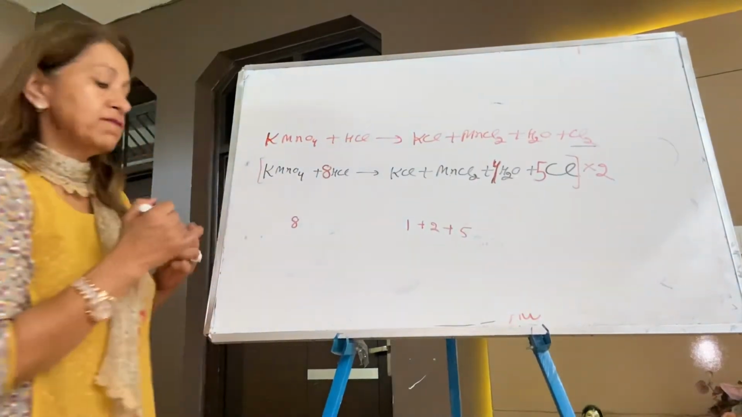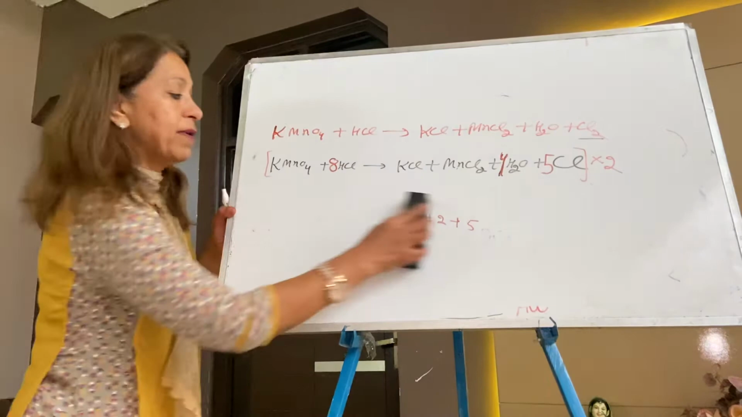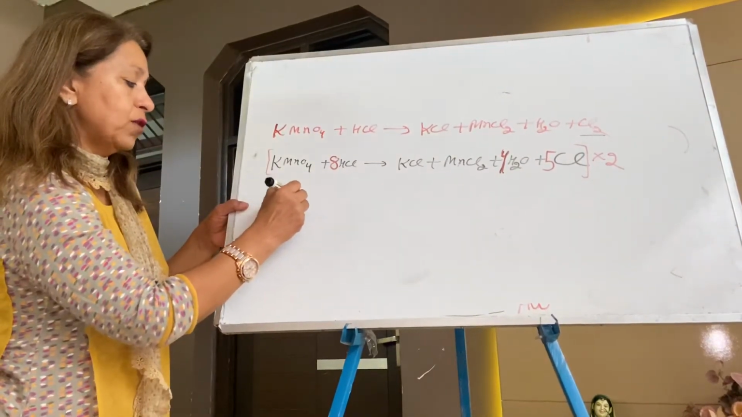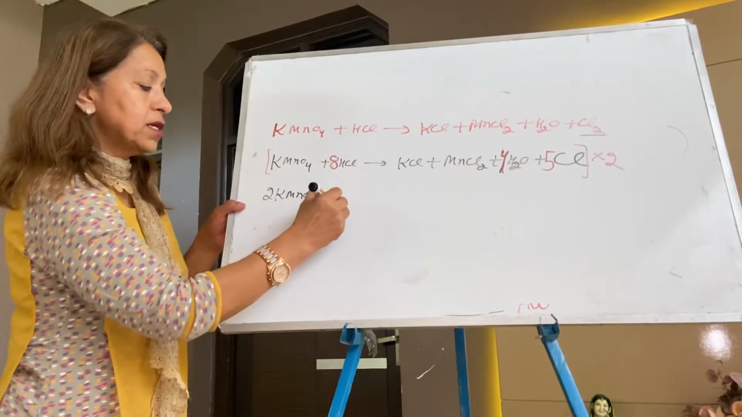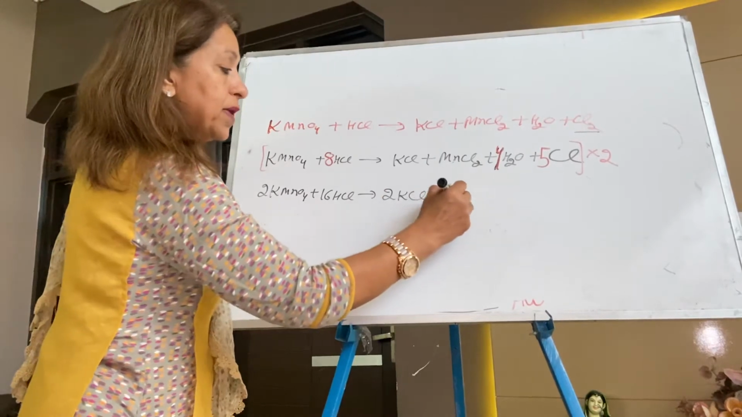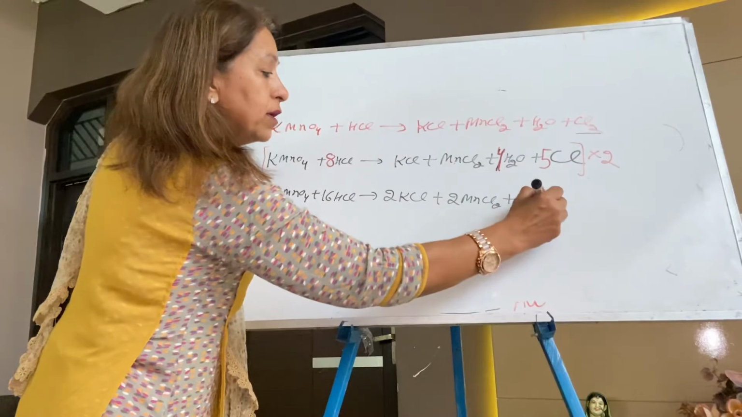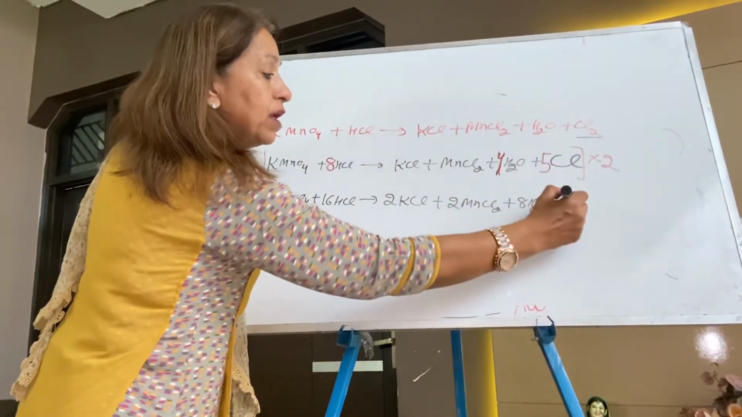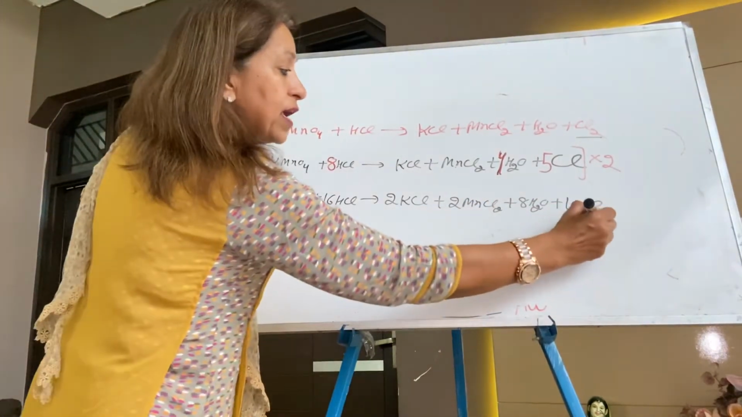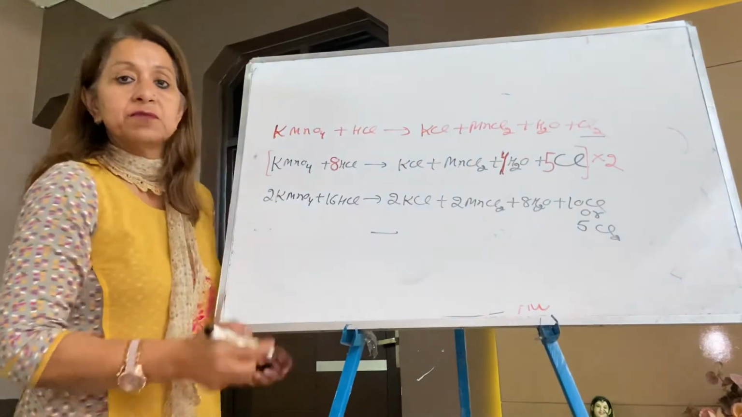So what answer comes? You can write the answer. It is 2KMnO4 plus 16HCl, arrow 2KCl plus 2MnCl2 plus 8 water plus 10 chlorine. You may write it 5Cl2. So your typical reaction is balanced.